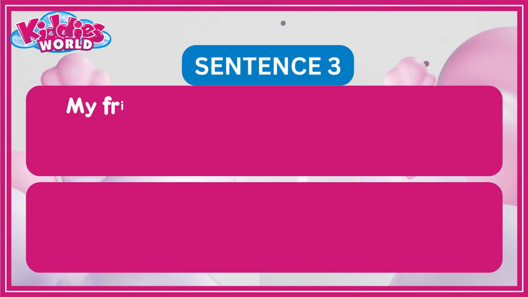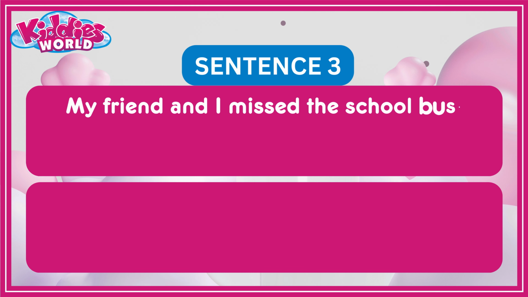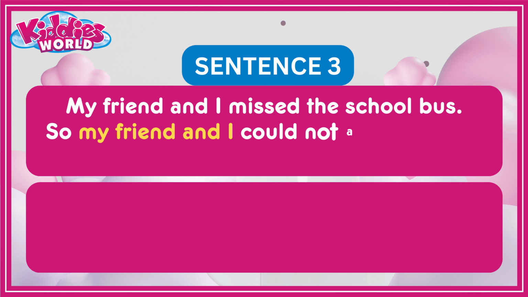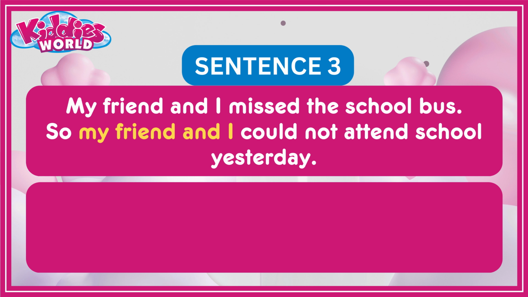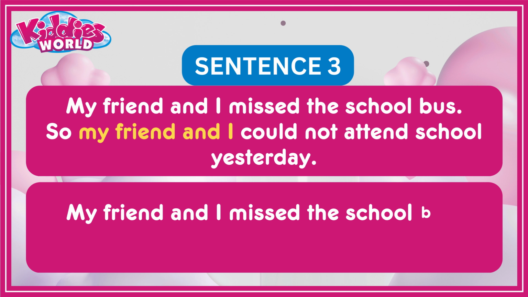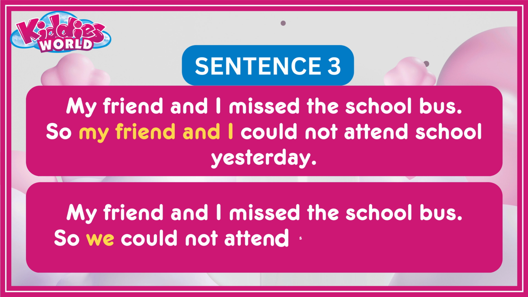Sentence 3. My friend and I missed the school bus, so my friend and I could not attend school yesterday. Now that's a lot of repeating. We're talking about my friend and I together, so we use the pronoun we. The new sentence is, my friend and I missed the school bus, so we could not attend school yesterday.